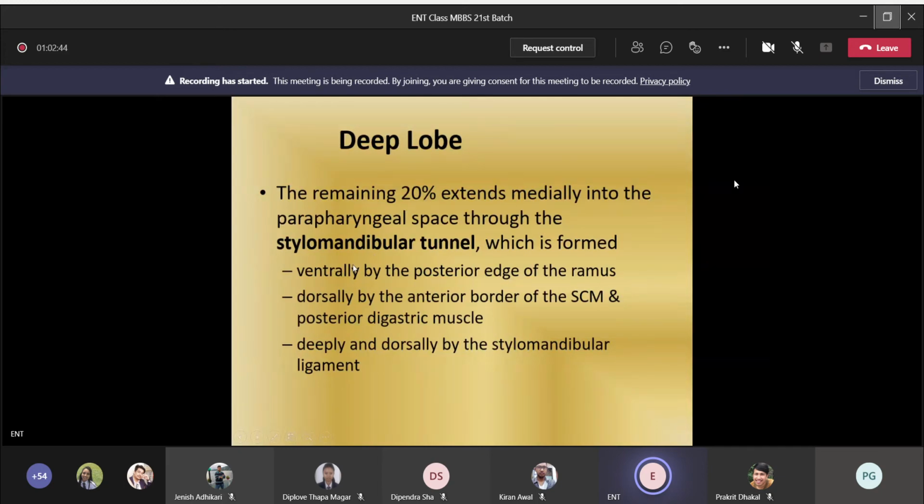The tunnel is formed ventrally by the posterior edge of the ramus of the mandible, dorsally by the anterior border of the SCM and the posterior digastric muscle, and deep and dorsally by the stylomandibular ligament. So these 3 structures form the stylomandibular tunnel, and in this tunnel the deep lobe of the parotid lies.